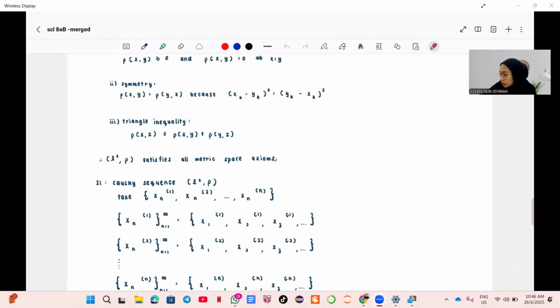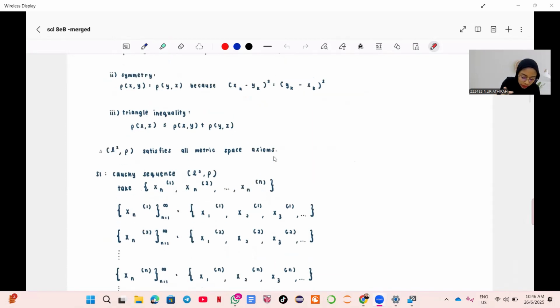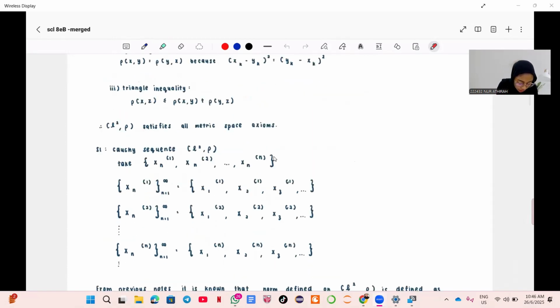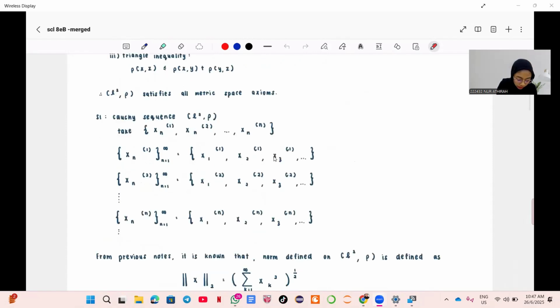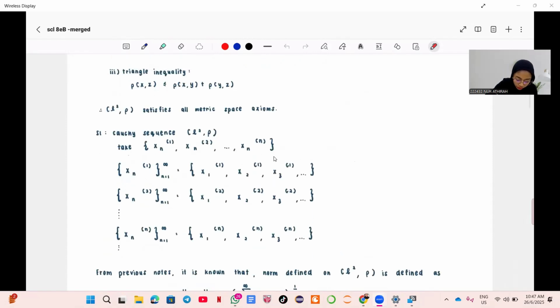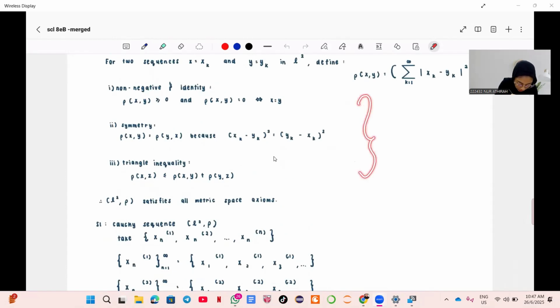This is because of symmetry. So last but not least is triangle inequality. Rho xz is always less than or equal to rho xy plus rho yz because we apply Minkowski inequality to this sequence. So because of all of these four axioms, we can see that L2 with rho satisfies all metric space axioms.